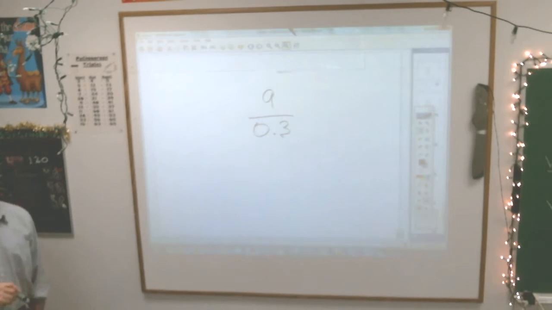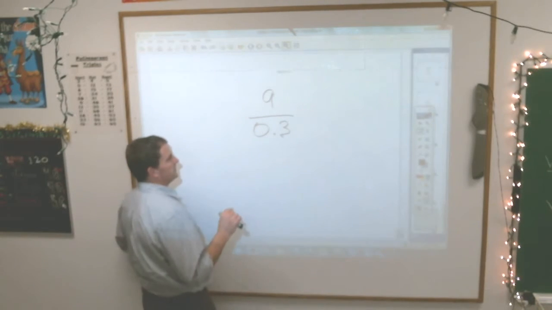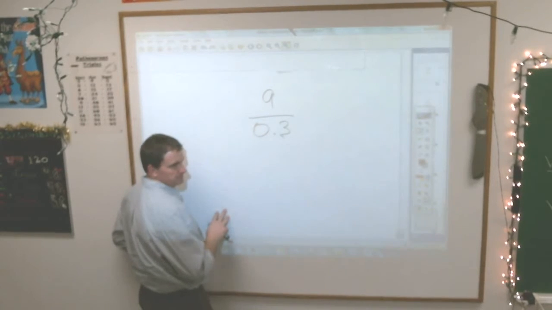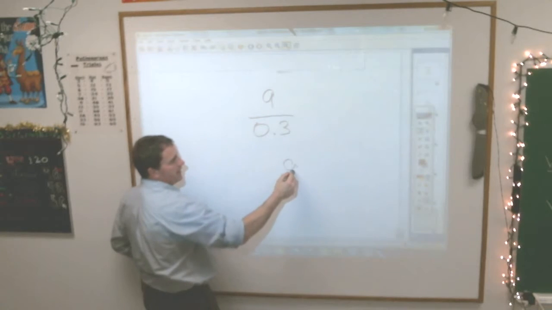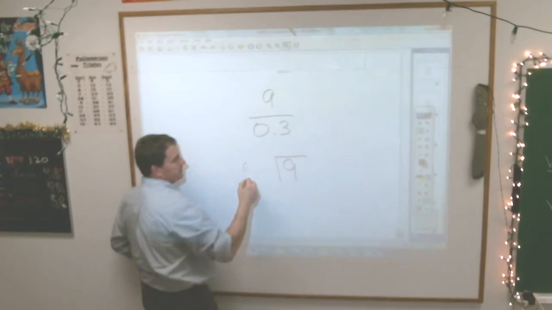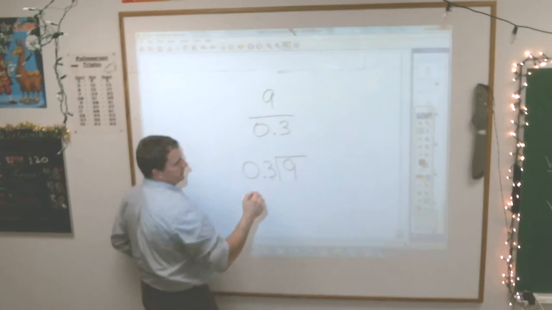Does that confuse you? Which one goes under the fraction box? Which one goes outside of that? Which one's the divisor? Which one's the dividend? Which one's the quotient? Product? Ratio? Proportion? Which one goes where, Bollinger? 0.3 goes inside the box. 0.3 does not go inside the box. 9 divided by 0.3.